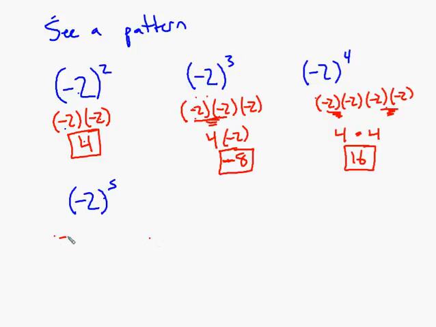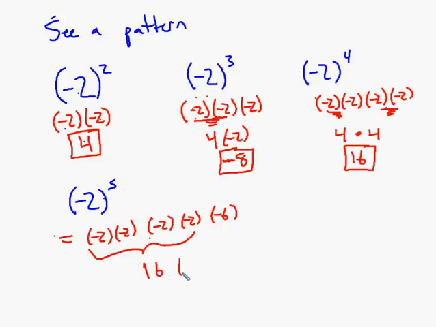Let's do the last one. Negative 2 times negative 2 times negative 2 times negative 2 times negative 2. Now let's make our work a little bit shorter. All of that should equal how much? 16. So I have 16 times, now why did I write a 6 there? That should be a 2. Because you're smart. So negative 2. And what's 16 times negative 2? Negative 32.